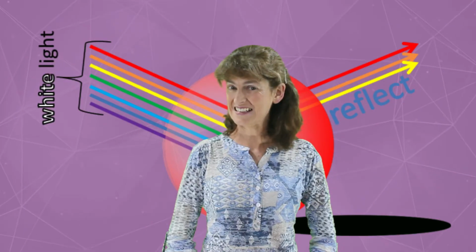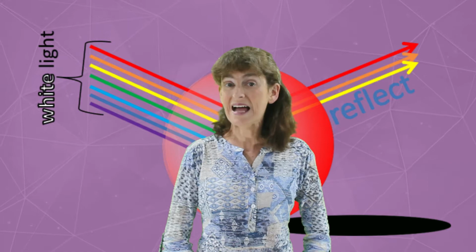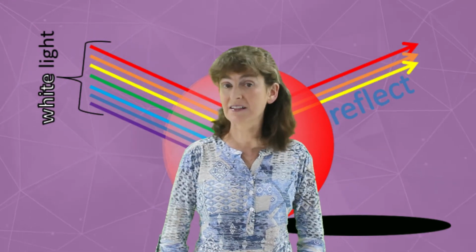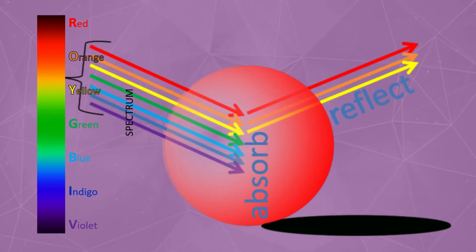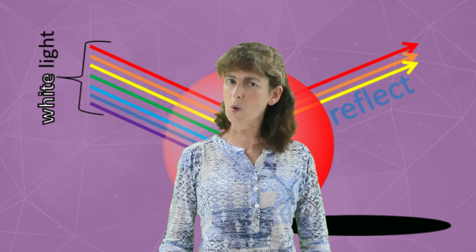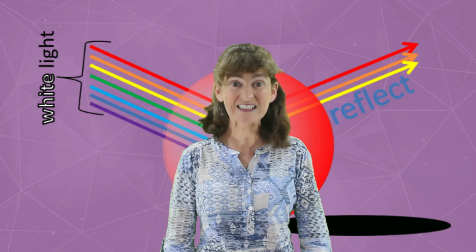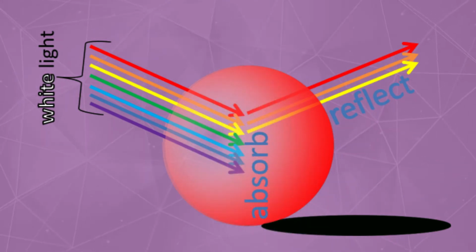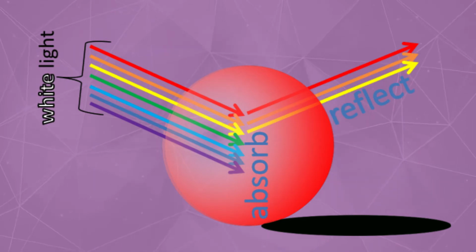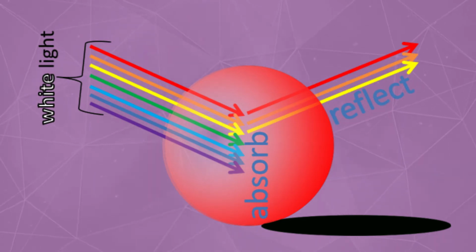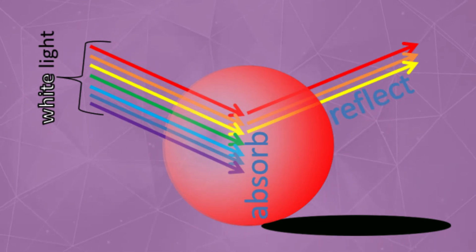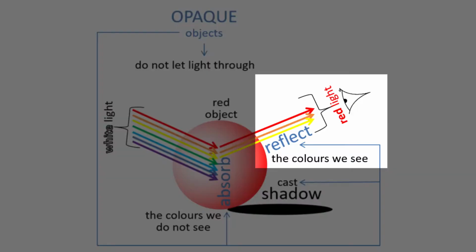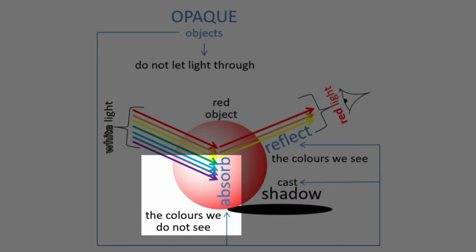Remember that sunlight is white light, but white light actually consists of 7 colors: red, orange, yellow, green, blue, indigo, and violet. Why does this ball look red when white light shines on it? It looks red because it reflects red, orange, and yellow light, which together look red to us. It absorbs all the other colors of light. Opaque objects reflect the colors of light which we see and absorb the others.